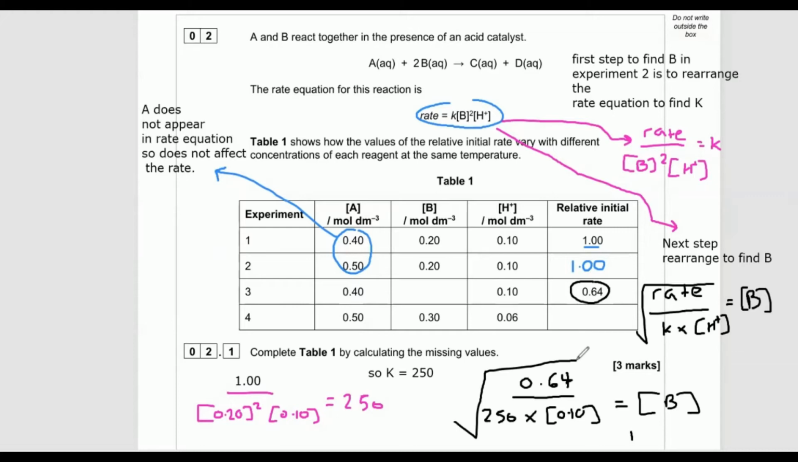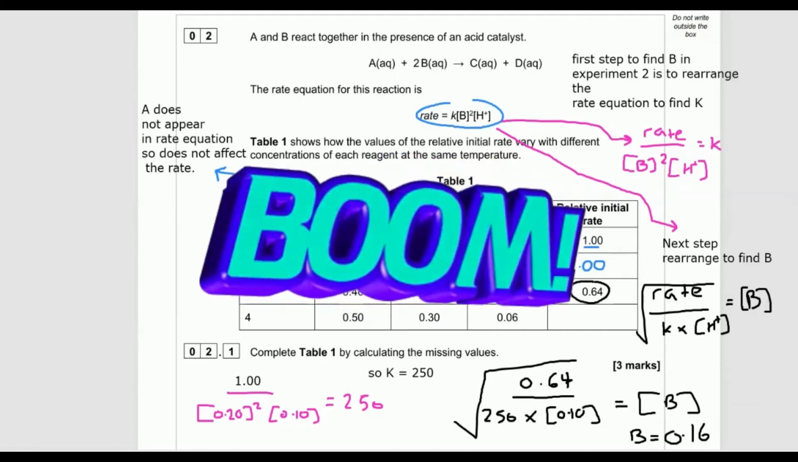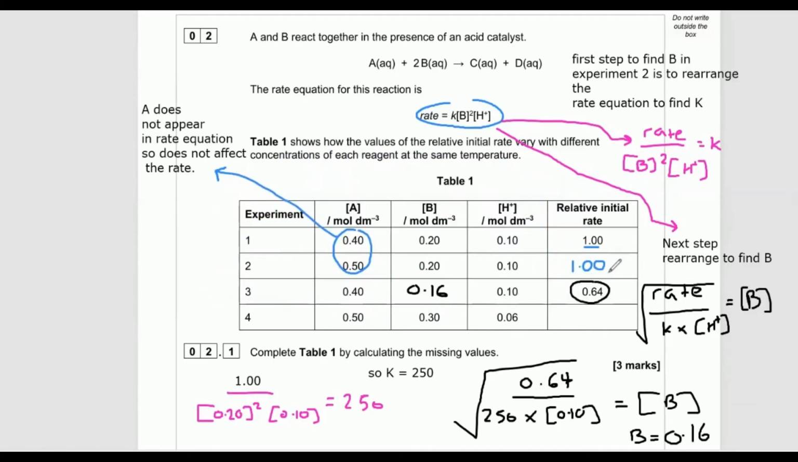0.64 over 250 times 0.1, square root. Make sure you use brackets in all of this as you won't get the right answer. B is equal to 0.16. Boom! We picked up our second mark.